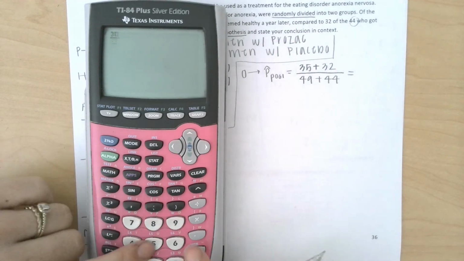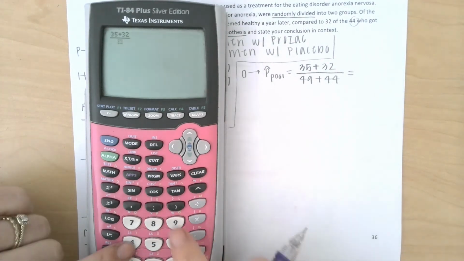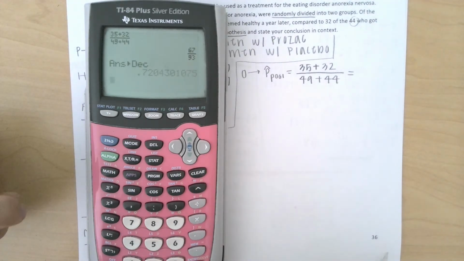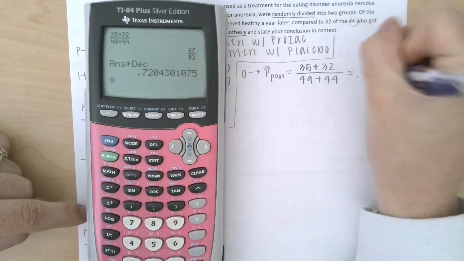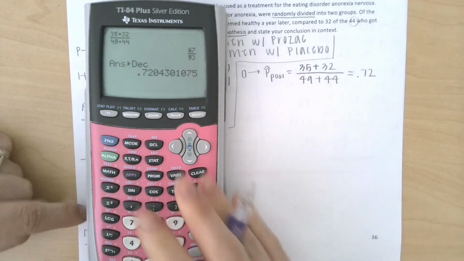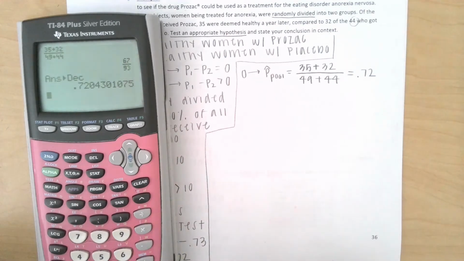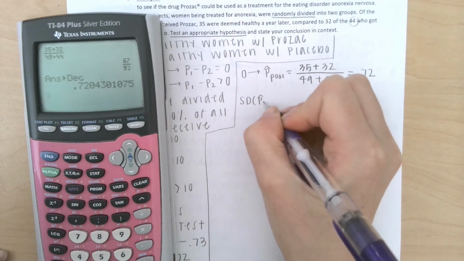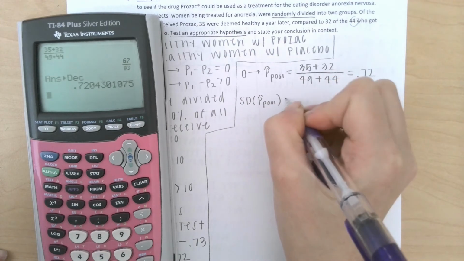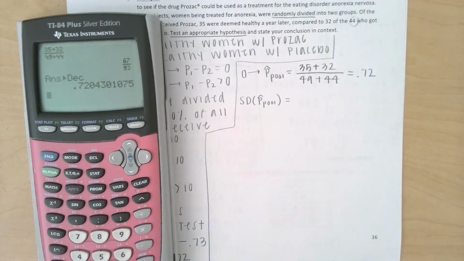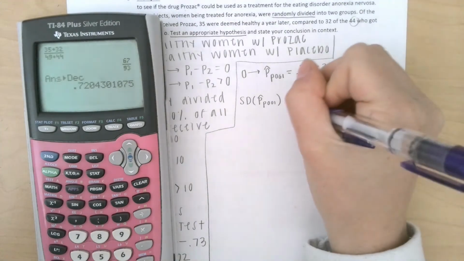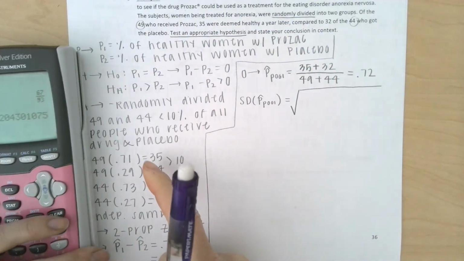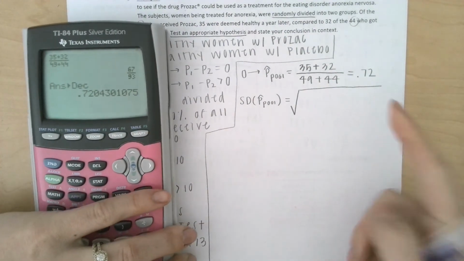Okay, we're going to change this into a proportion. So about 72%. Now that I have this p hat pooled, I can use it to find my standard deviation. So I'm going to open up my big square root. Instead of using the two p hats that I had over here, I'm just working with that 72.